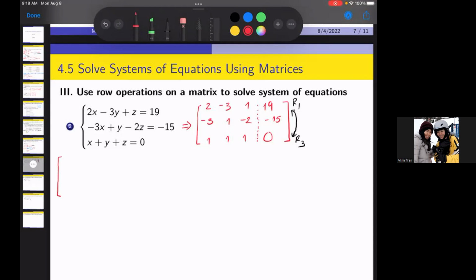So okay, row 1 and row 3 exchanging. So 1, 1, 1, and 0. And then row 3 becomes 1, 2, -3, 1, 19. Row 2 stays the same. Let me put a little note here.